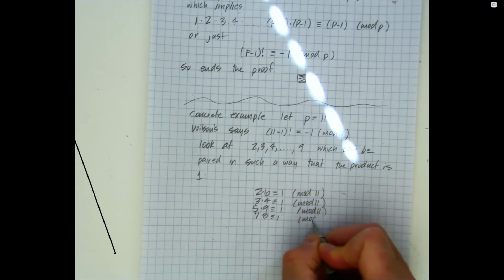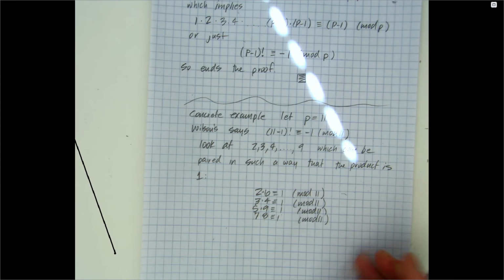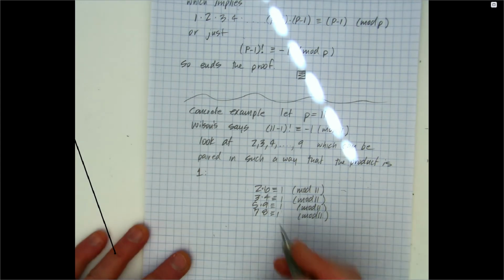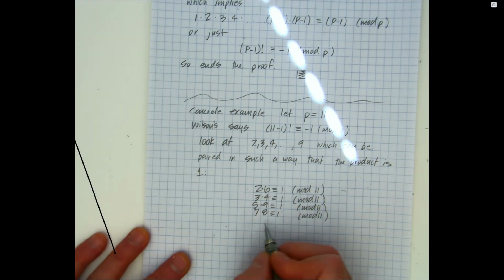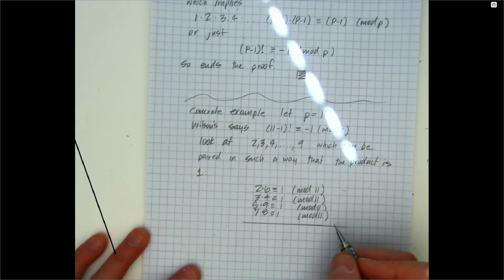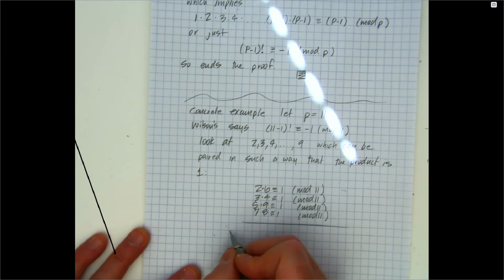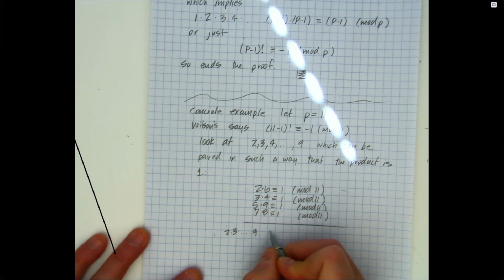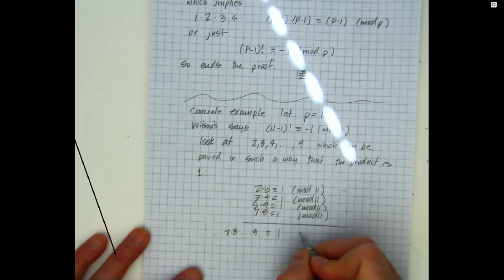That's 1 mod 11. And now really what Wilson's does here is it just says, well, stack and multiply all of this. So on the left-hand side, what do we get? We get 2 times 3 times all the way up to 9. On the right-hand side, we get that congruent to 1 mod 11.